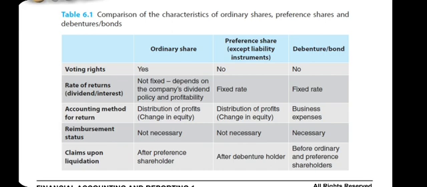Okay, so let's see here. Ordinary shares. There are two types of shares. One is called ordinary share. The second type of share is called preference shares. Okay, preference share. And debenture or bond is a liability.